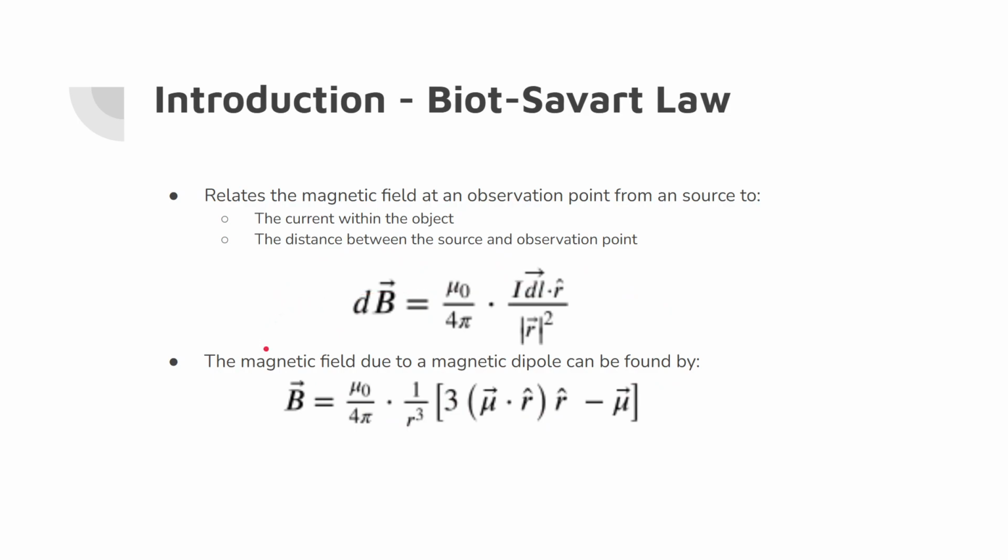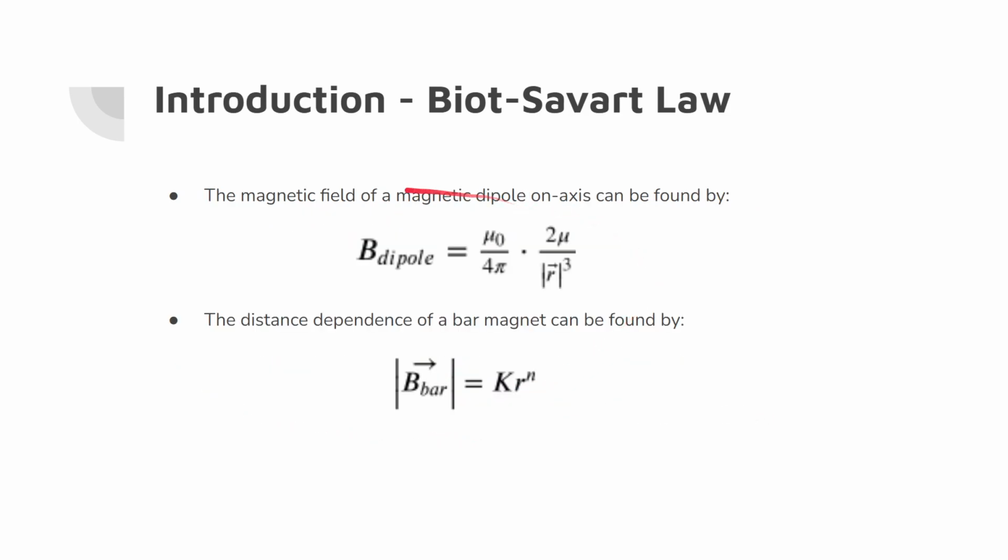And then the magnetic field due to a magnetic dipole can be found by this equation, which is a lot more accurate. And a few other important equations to know: an on-axis magnetic dipole creates a magnetic field equal to mu naught over 4 pi times 2 mu over the magnitude of the radius cubed. And then the distance dependence of a bar magnet can be found by k times the radius to the n power, where k and n are constants.